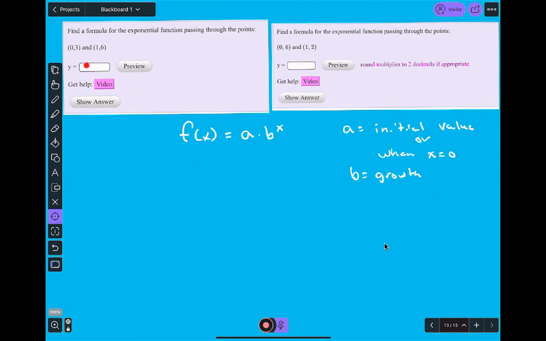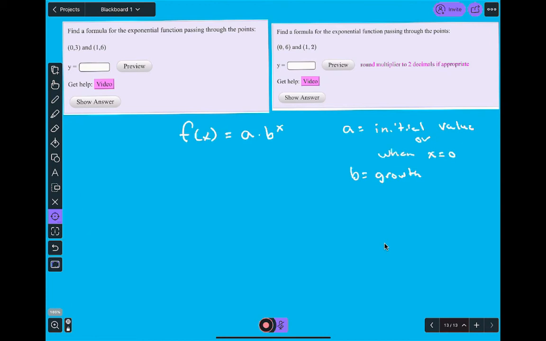So in this case right up here, x is equal to 0, my y is 3, so my initial value is 3. Okay? In my other problem, when x is equal to 0, my y is equal to 6. So my initial value is 6. Now there's two different types of problems here. One of the exponential functions is increasing, and the other is decreasing.